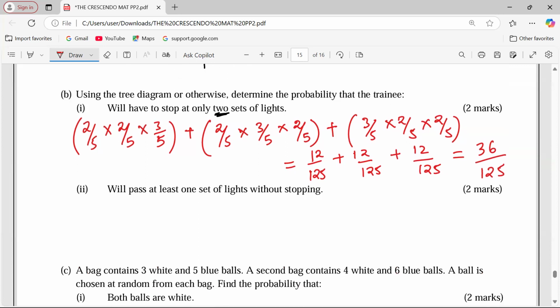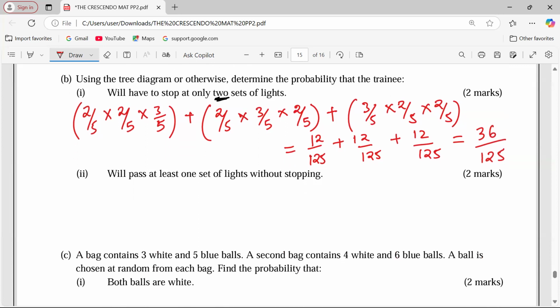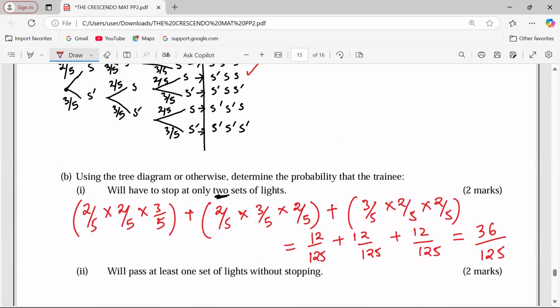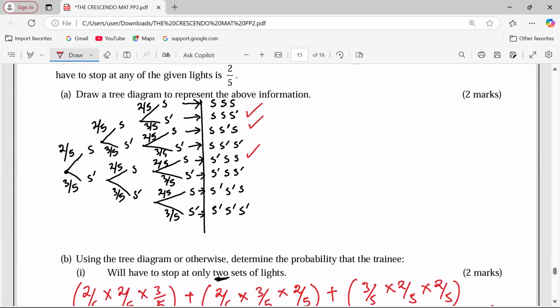That way. In part 2 of this question, we are determining the probability that the trainee will pass at least one set of flight without stopping. At least one without stopping. So if we're talking about at least one without stopping, then it means all these probabilities, at least one without stopping. It is all at least passing one without stopping.